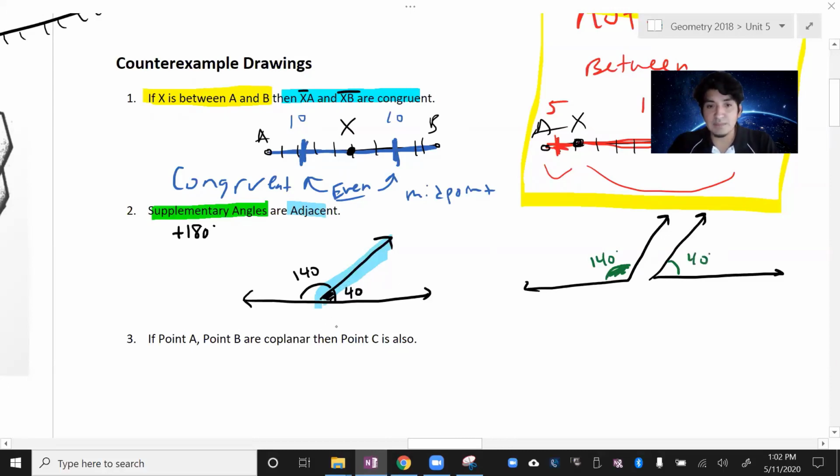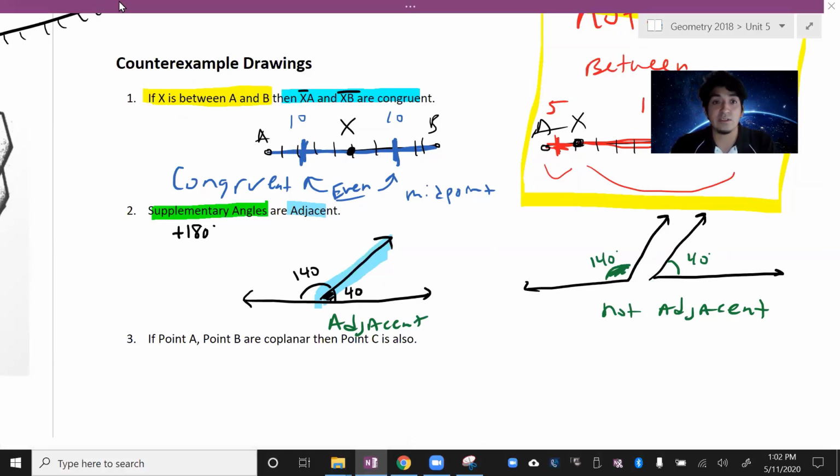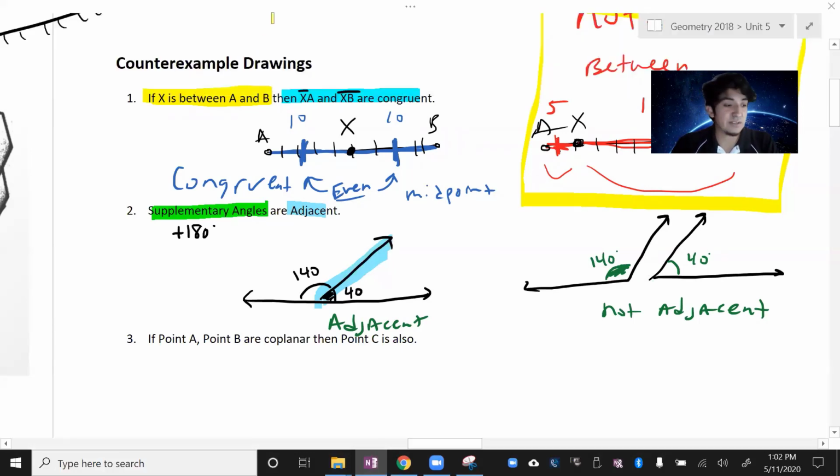So is this adjacent? Are they sharing the same line now? Are they sharing the same fence? No, this is not adjacent. So when it says adjacent, just make sure that you understand that they have to share the vertex, they have to share the line. And if they don't, then that's your counterexample there. Okay, so there you go.